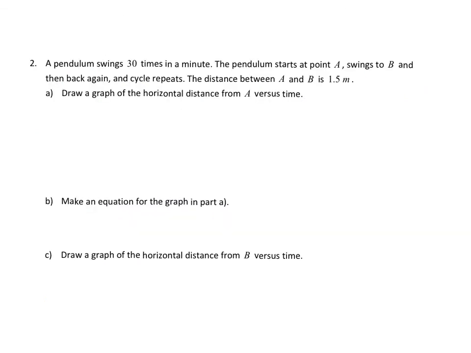Here we have a pendulum question. A pendulum swings 30 times in a minute. So that means it has a 2-second cycle. The pendulum starts at point A and swings to point B and then back again, and the cycle repeats. The distance from A to B is 1.5 meters. Draw a graph of the horizontal distance from A versus time. Well, what we're going to do first is draw a picture of what this pendulum would look like.